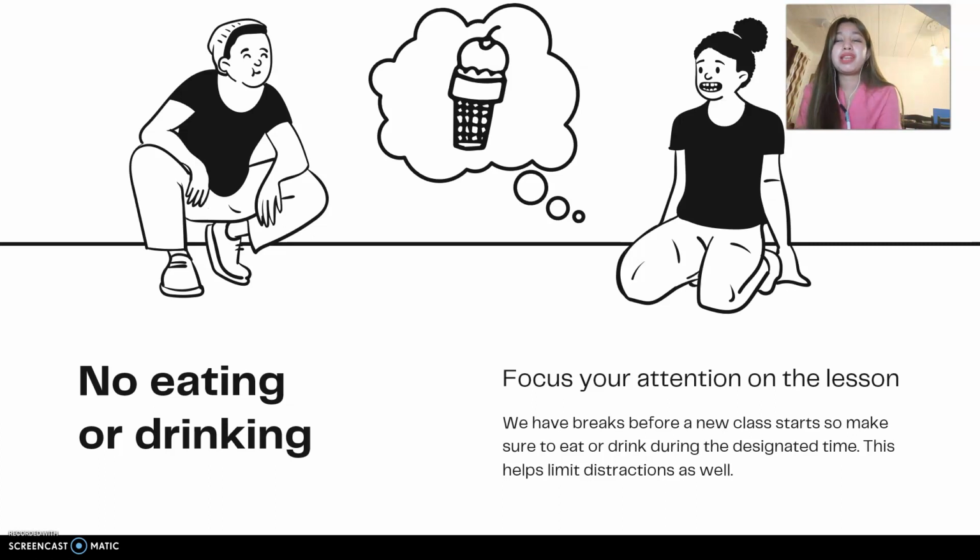So we have breaks before a new class starts, so make sure to eat or drink during the designated time. This is to help limit distractions as well. So your teacher may be giving you time, meron namang time na ibibigay ang teacher sa inyo so that you can have your break, or you can eat before the scheduled time of your meeting.